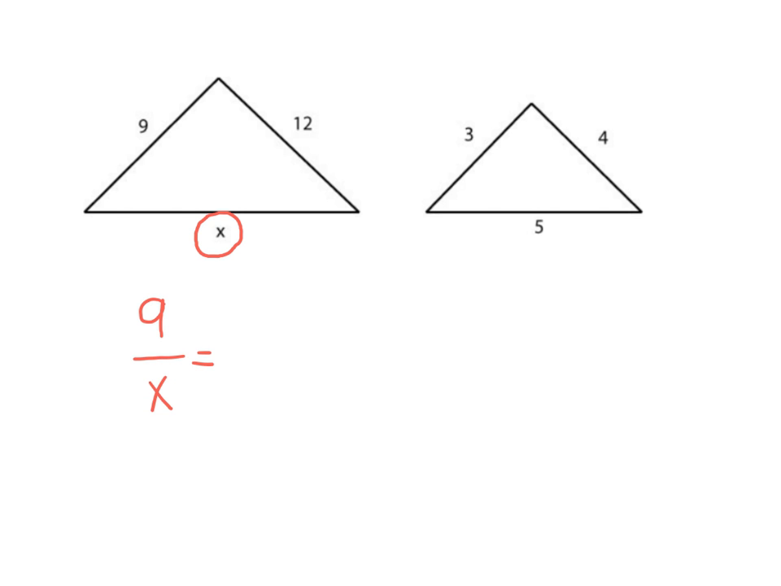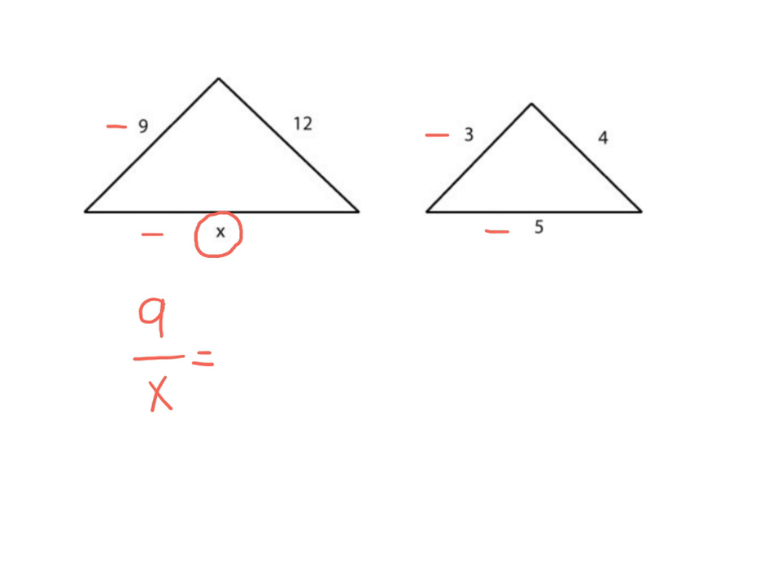This proportion is simple to set up because the two figures are translated, which means they're just slid. They're in the same position. They're not rotated, turned, or flipped. Since I decided to do top over bottom, I will also have to do the same comparison over here, top over bottom. So notice where the 9 and the x are located.